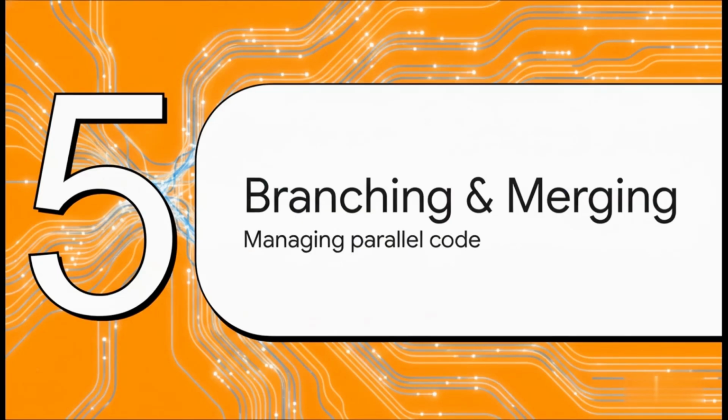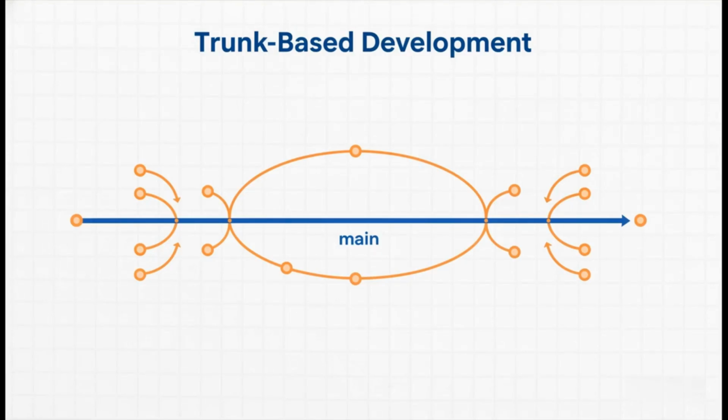Which brings us to Section 5, Branching and Merging Code, Managing Parallel Universes. Now, even though Git allows for virtually infinite parallel branching, teams still need real strategies to avoid total chaos. Enter the concept of trunk-based development. See, instead of isolating your work on a separate branch for weeks or even months on end, a lot of modern teams work directly on a single primary branch, usually called the main or the trunk.